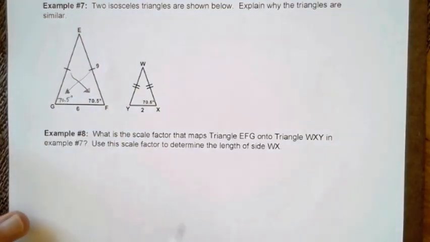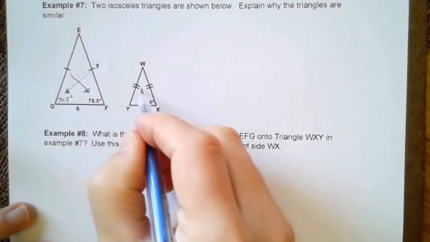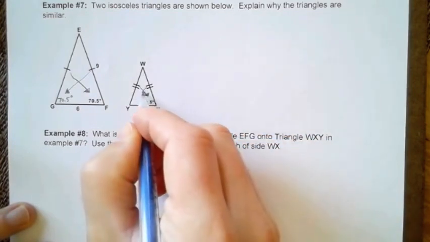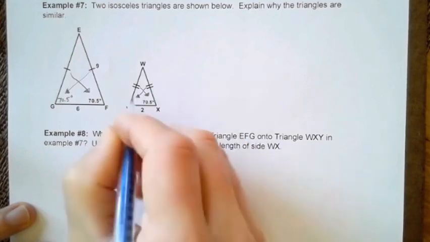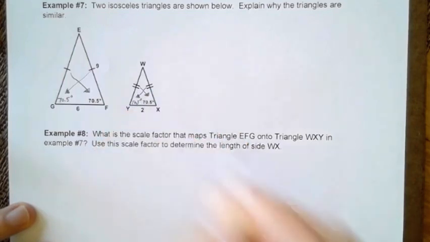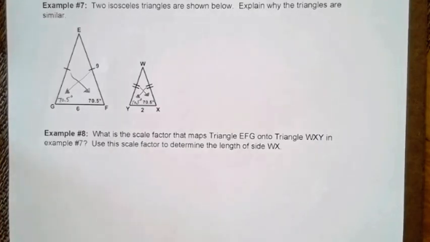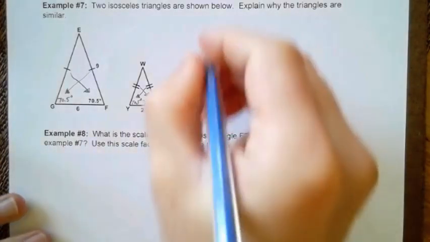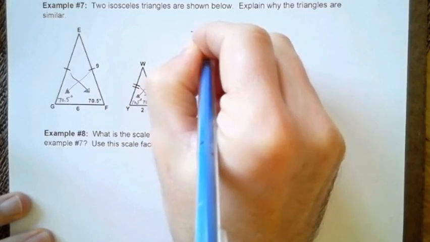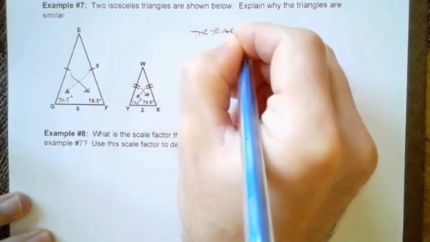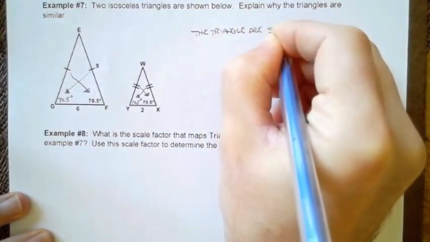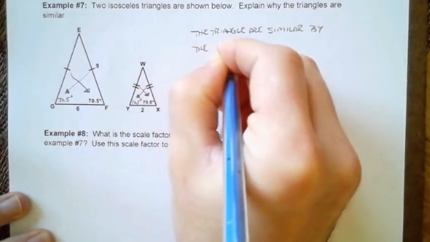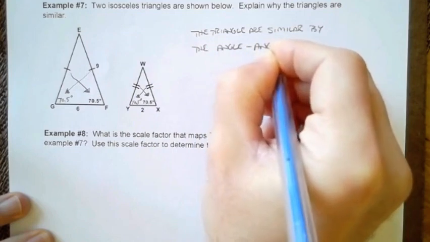Similarly, on this isosceles triangle, across from this congruent side is this base angle of 70.5 degrees, and across from this congruent side is this base angle, which is also 70.5 degrees. Now I know that these two triangles have to be similar to each other because they have two pair of congruent base angles. So the triangles are similar by the angle-angle criterion.